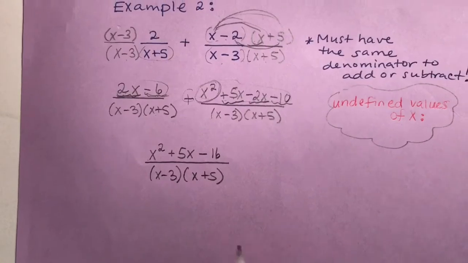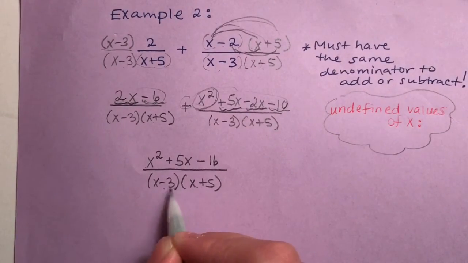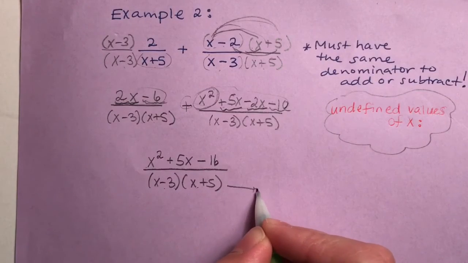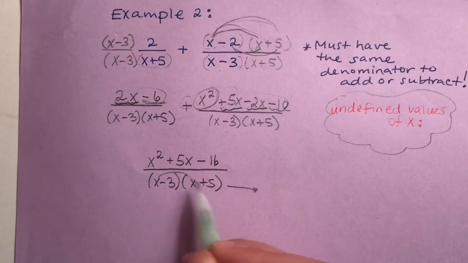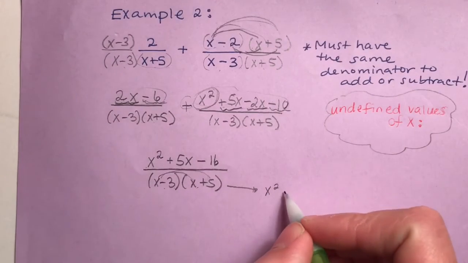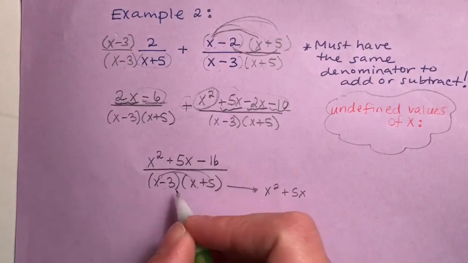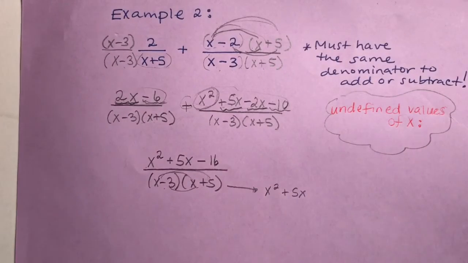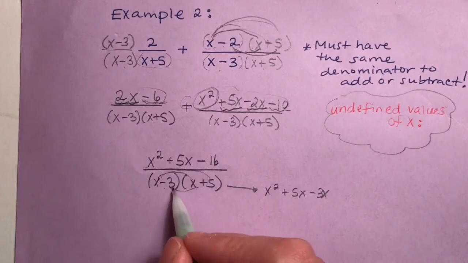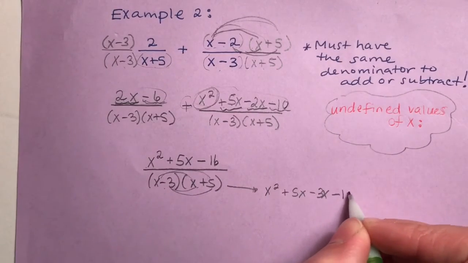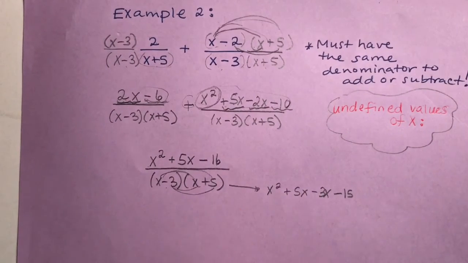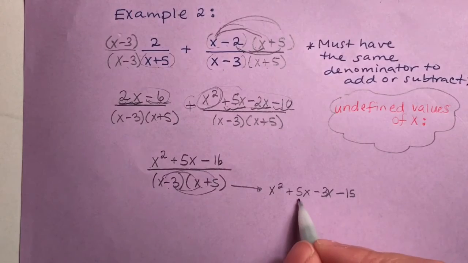I can, however, multiply these two together. So just like we did up here, I'm going to kind of put this to the side. So that would be x times x, which is x squared. X times 5, which is 5x. And then I go to my next one. Negative 3 times x. And then negative 3 times 5. Negative 15. And I just wrote it on the side so that I don't have to write the fraction over and over. So I can combine my like terms here.